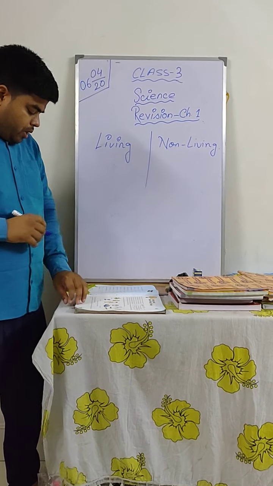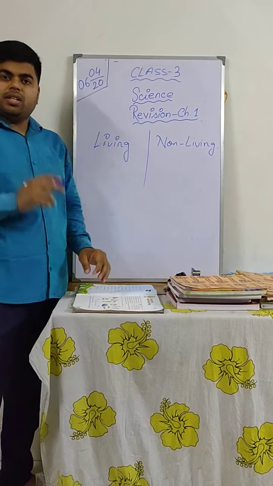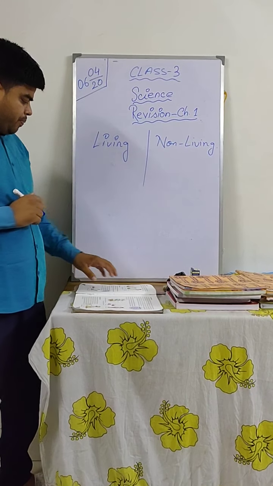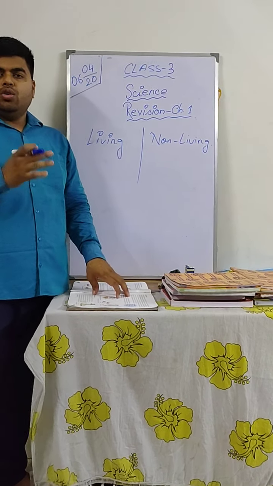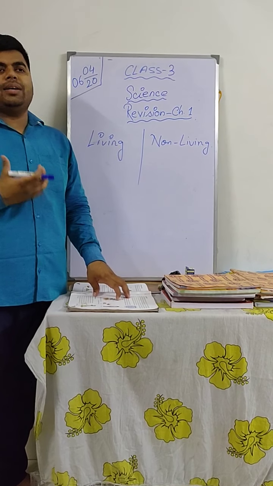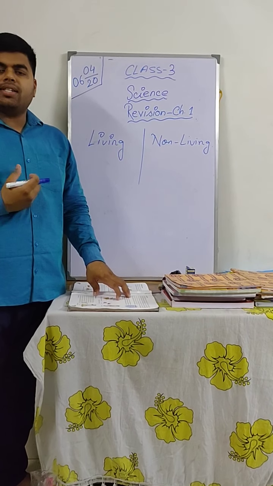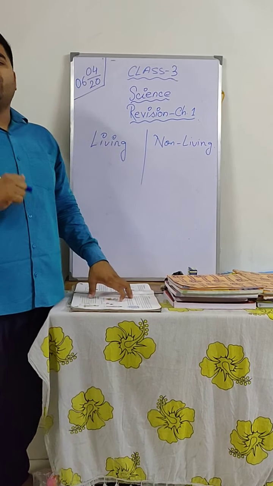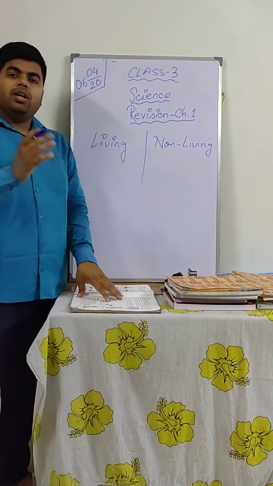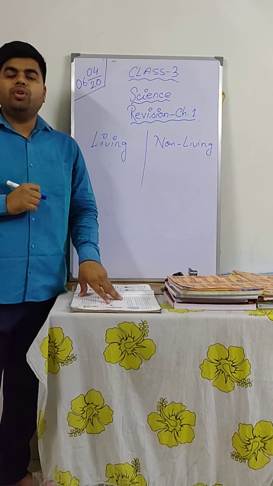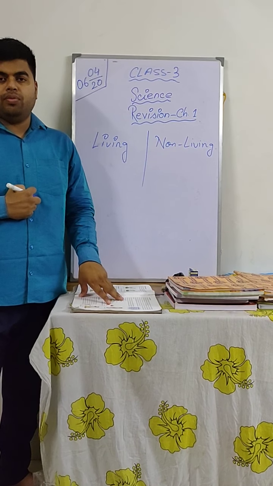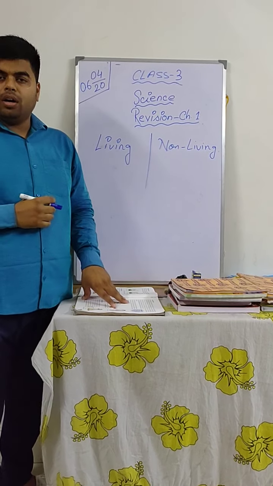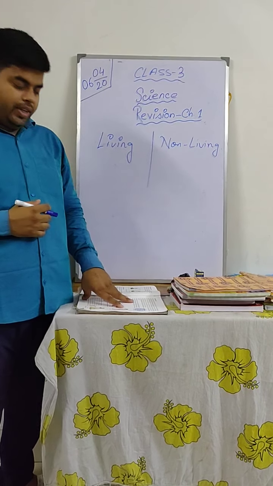So number one, if we take living things, the first characteristic is living things need food. So we all know, if we take an example of human being, we cannot survive without eating food. So we need food to live, and at the same time we need food to obtain energy from the food so that we can do our work or other activities.